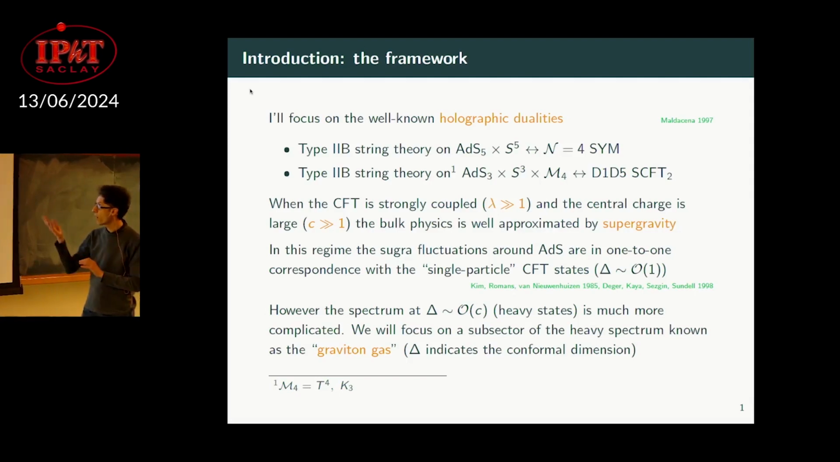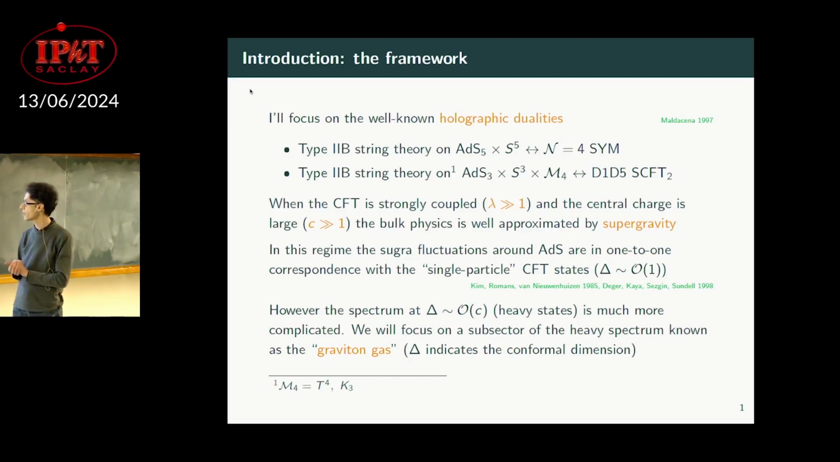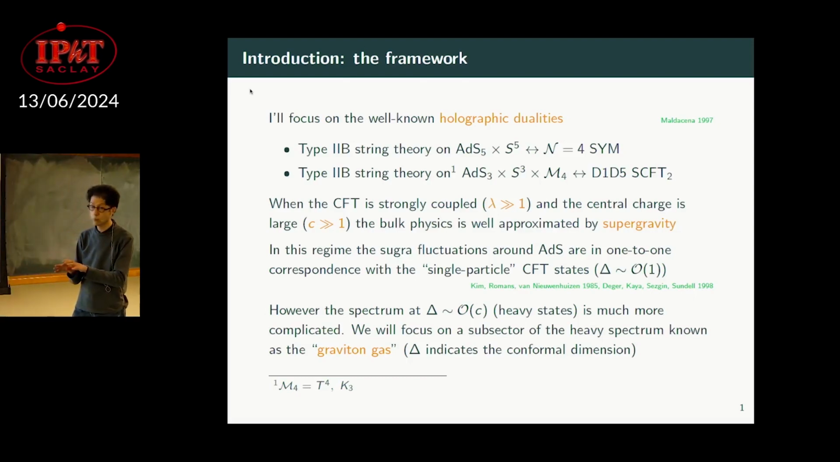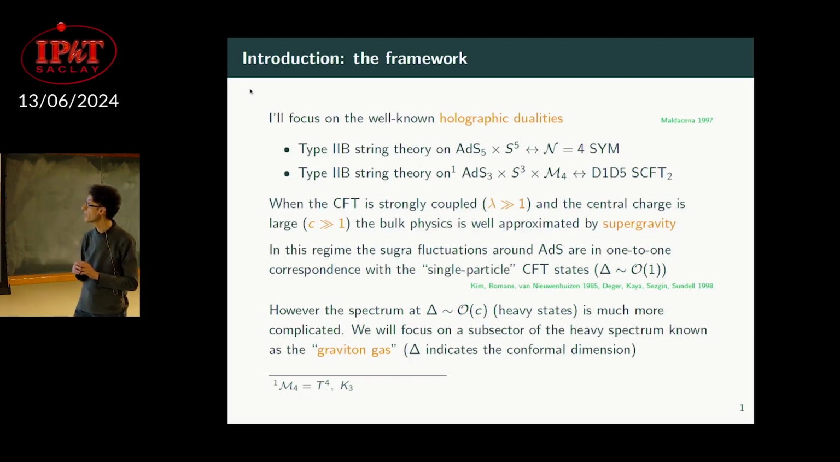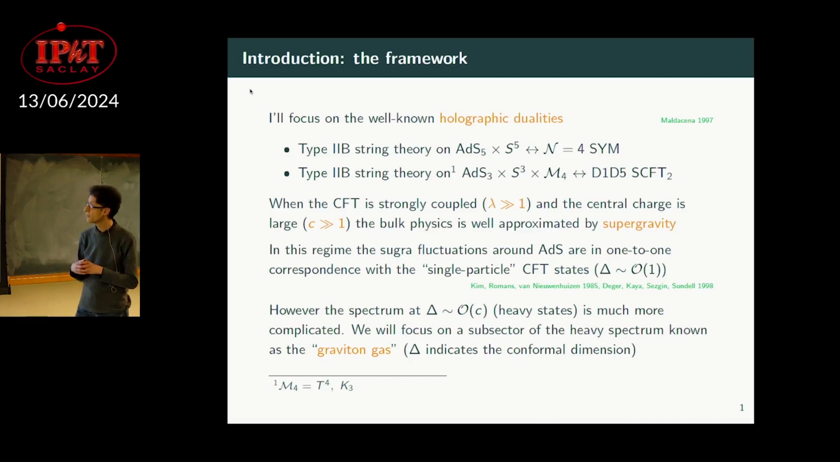Clearly, one point that has already been discussed and that I'll be using is the strongly coupled CFT. When there is a coupling in these dual CFTs, I call it lambda just because it's reminiscent of the 't Hooft coupling in the N=4 case. When that coupling becomes large, and at the same time the central charge also becomes large, then the problem is well approximated by supergravity.